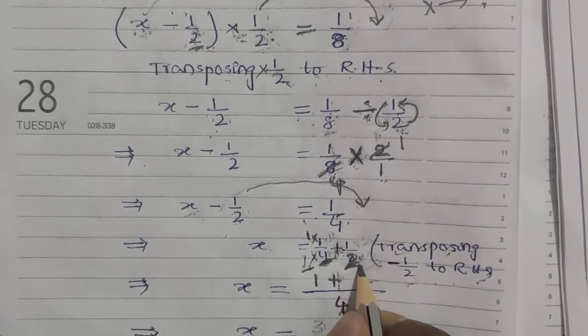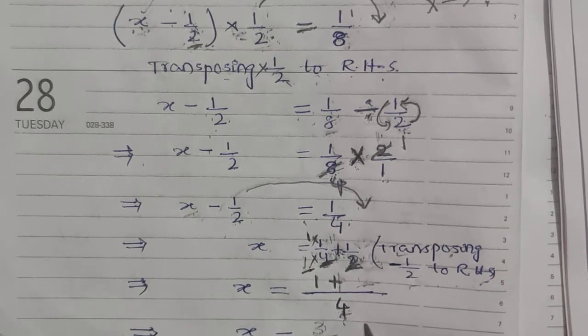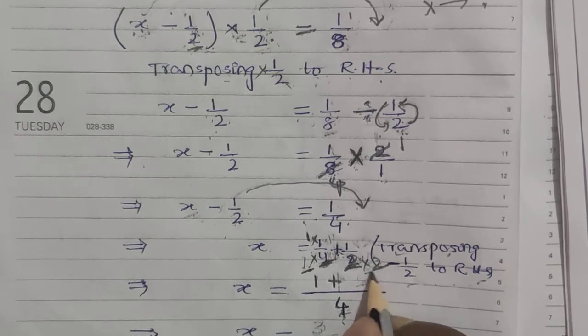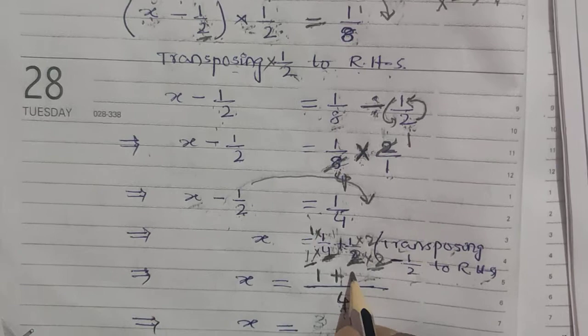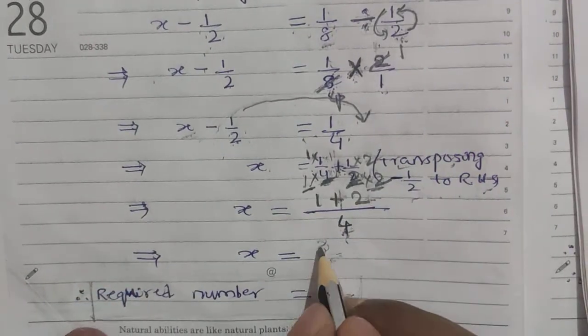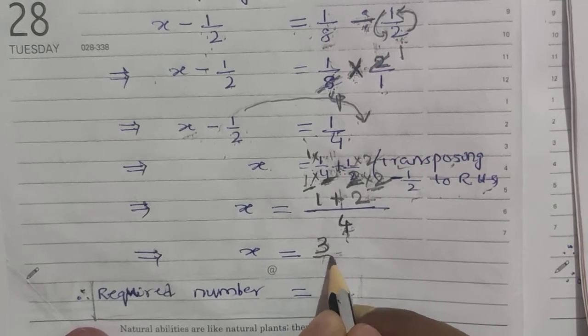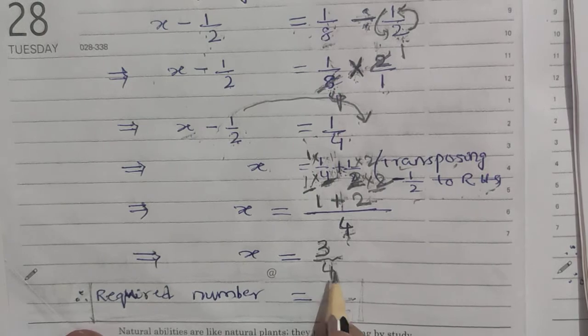This 2 became 4 by multiplying with 2. If the denominator is multiplied with 2, the numerator is also multiplied with 2. 1 into 2 is 2 only. 1 plus 2 is nothing but 3 divided by 4. Now we can say that x is equal to 3/4.